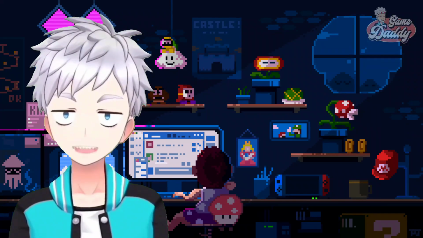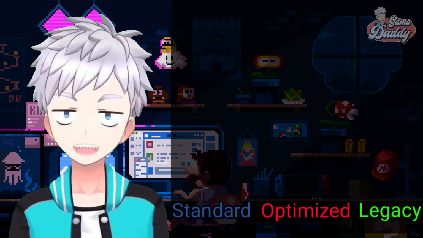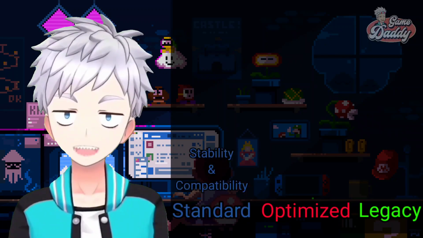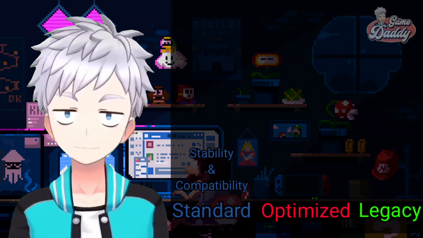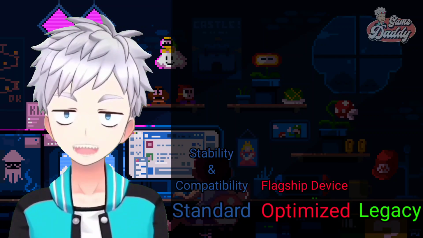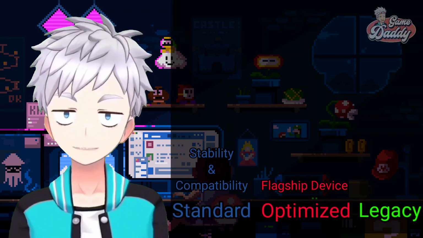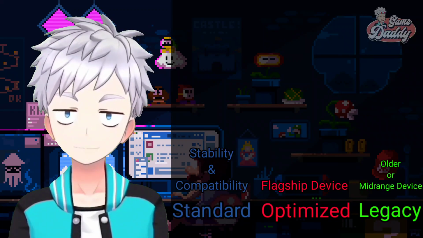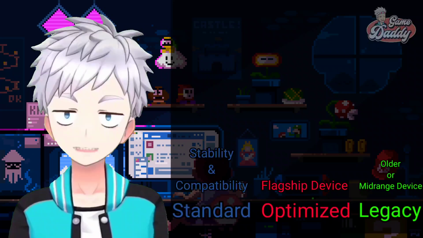In summary, here's how to choose the right version. Choose Standard if you want stability and broad compatibility. It works best for most devices. Choose Optimized if you have a flagship device like a Snapdragon 8 Gen 2 or Gen 3 and want to test higher performance. Choose Legacy if you have an older or mid-range phone or if the other builds don't run smoothly.